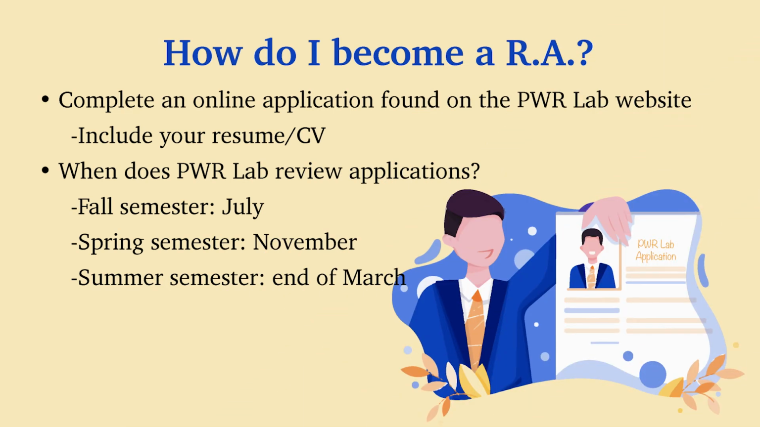How do I become an RA? Applications for new RAs will be reviewed at the beginning of each semester. The Power Lab reviews applications for fall semester in July, applications for spring semester in November, and applications for the summer semester at the end of March. If you are interested in being an RA with the Power Lab and you meet the minimum requirements, you can complete an online application found on the Power Lab website along with a resume or CV.